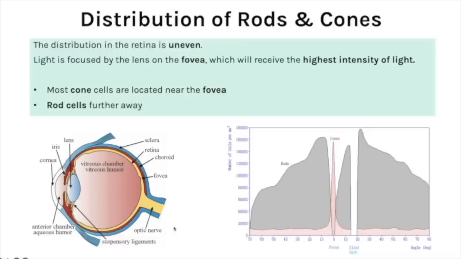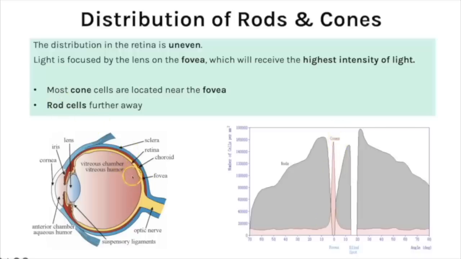Now, the distribution of the rods and cone cells is not equal across the retina. You actually have most of the cone cells located in this part here called the fovea. And that is where you have the highest light intensity reaching the retina, because that is where the light is focused by the lens. Now, that is an advantage because the cone cells will only be able to detect the colour lights in high light intensities. And that's why you mainly find them at the fovea.